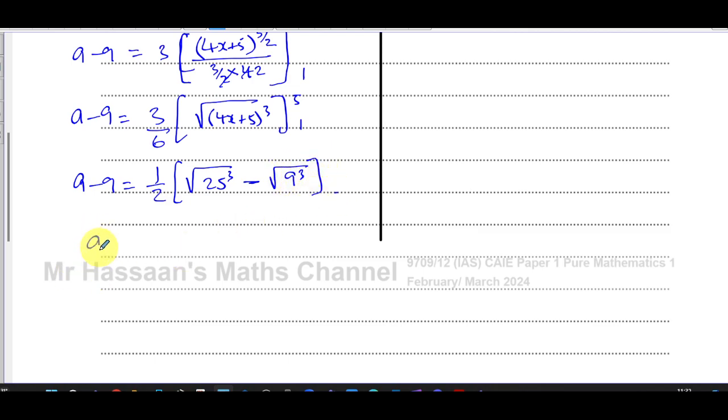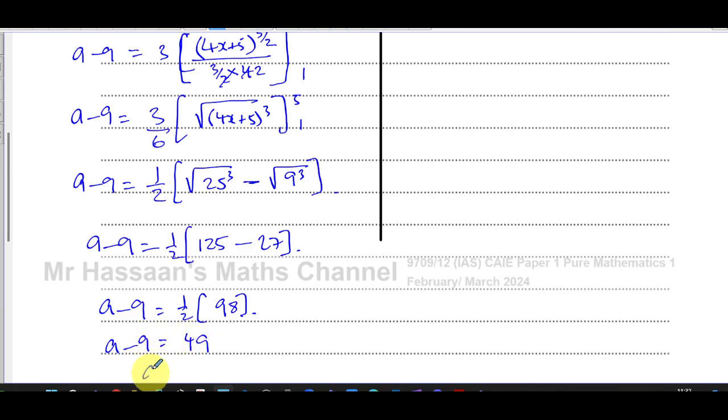So now I have a minus 9 equals a half times, that's the square root of 25, which is 5. 5 cubed is 125, minus the square root of 9 is 3. 3 cubed is 27. So I have a minus 9 equals a half times 125 minus 27 is 98. And a half of 98 is 49.